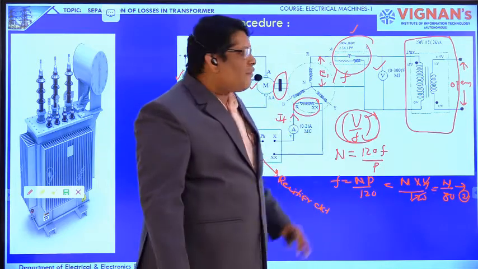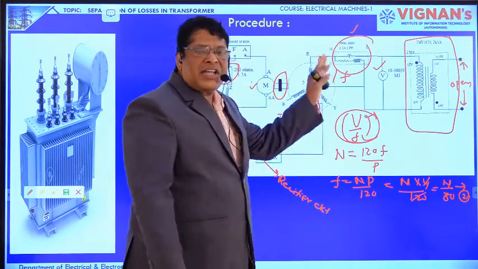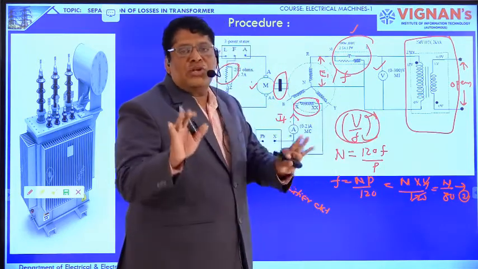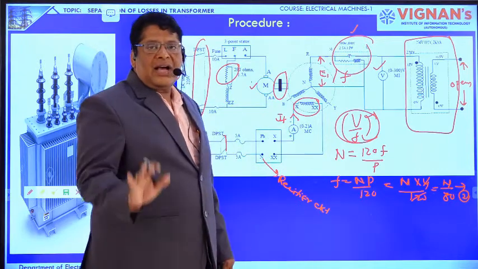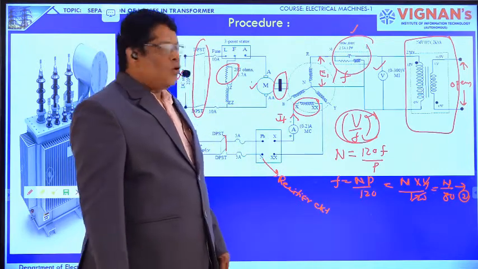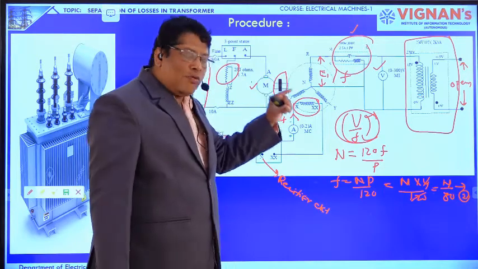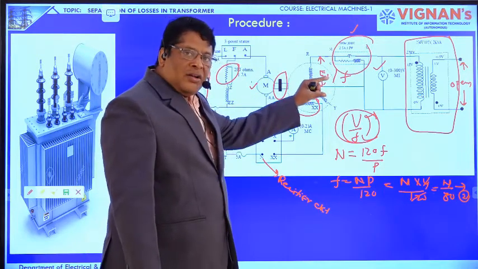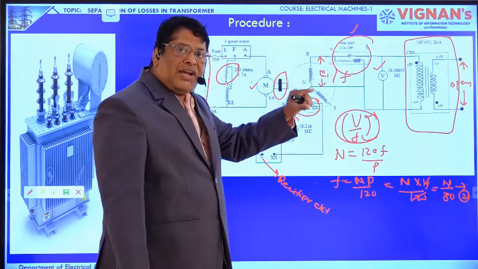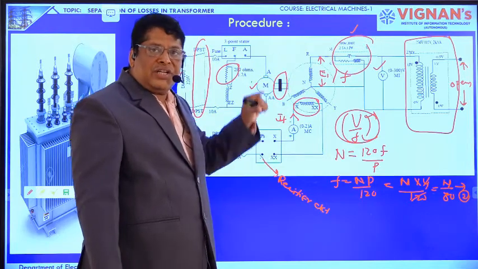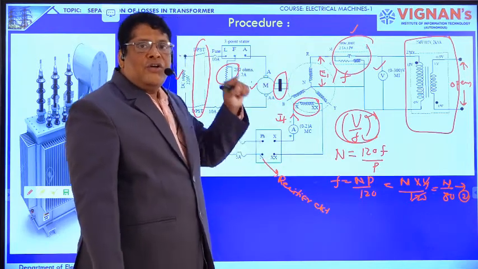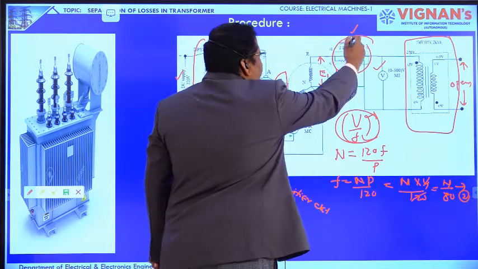Whenever the secondary winding of a transformer is open, the power it takes is only the iron losses. So, by applying voltage to the transformer at different levels, where the V by F ratio is constant, we note down the wattmeter reading.